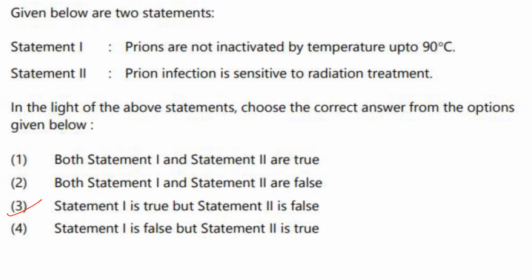Prions are not inactivated by temperature up to 90 degrees Celsius. That's correct, because prions are inactivated only by temperature up to 134 degrees Celsius. Prion infection is sensitive to radiation treatment. Prion infections are resistant to radiation treatment. So as per me, statement 1 is true but statement 2 is false. But as per your answer key, both statements 1 and 2 are false. So the answer here is option 3.